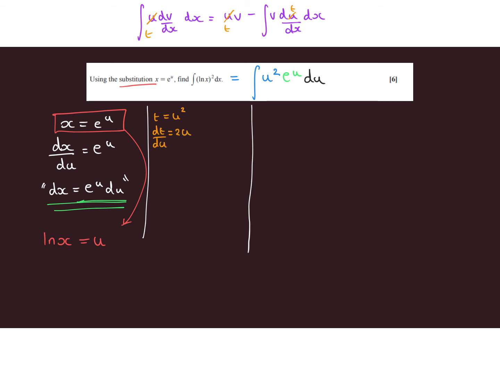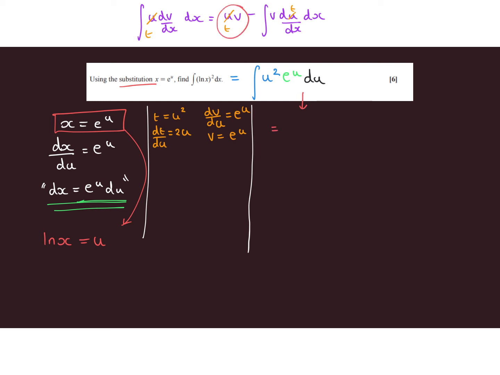2u, and then dv by dx will actually have to be written as dv by du, and that will be e to the u. So v equals e to the u. It is just the normal integration by parts, but the letter choice here might make this a little bit confusing, so be very careful with how you proceed. So let's start with our integration by parts.